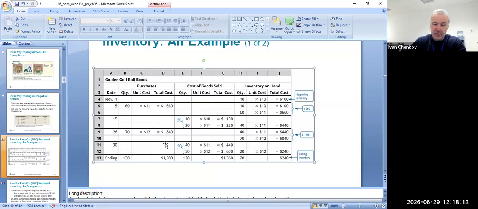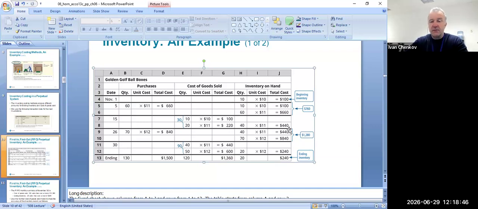Once we make another purchase of 70 at $12, now we have available for sale 110. Once we sell 90, first we're going to sell the 40, which comes from the November 5th purchase, and the remaining 50 we're going to sell from the 70 that we purchased on November 26th. How many left? 20 left. What's the cost of those left? $240.